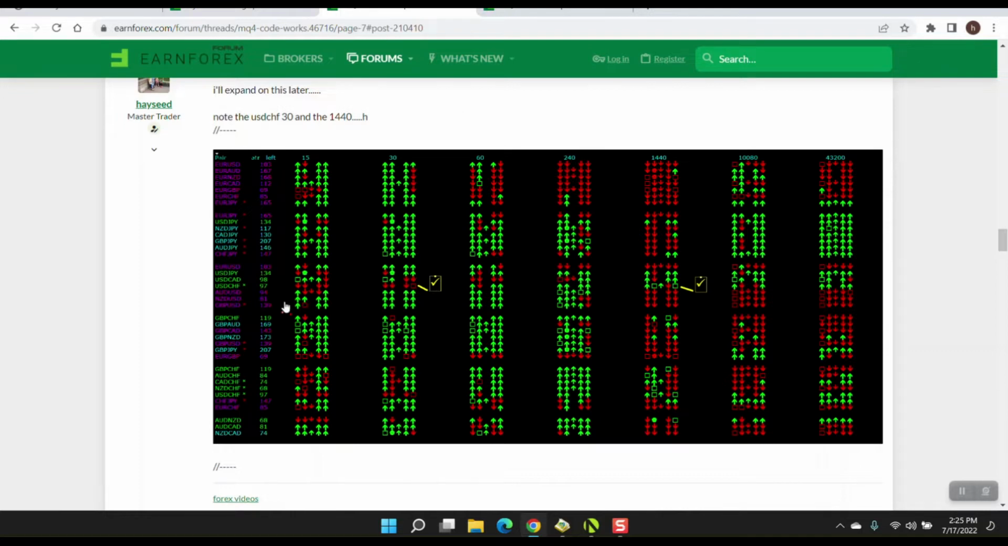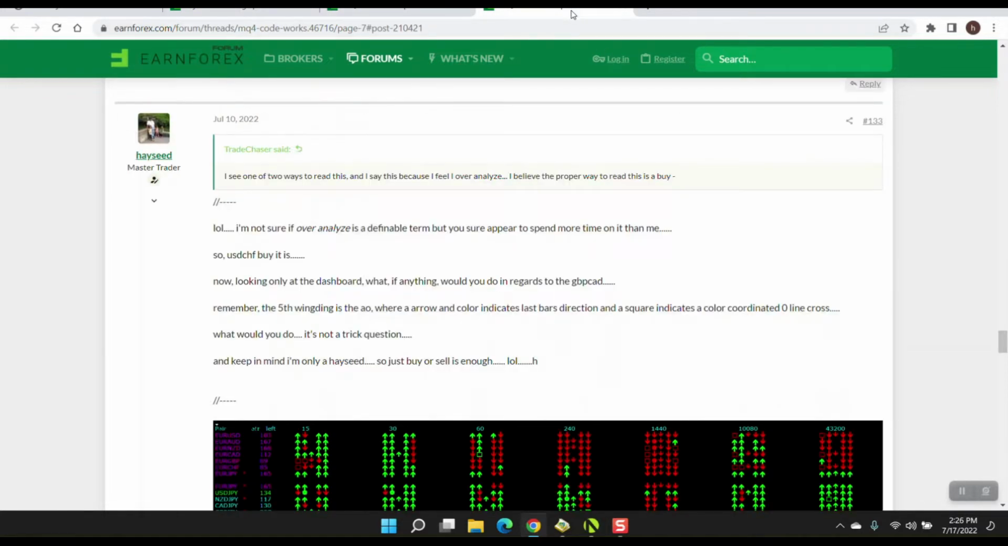Then I posted this chart, and I'm not going to go into this, it's too much. USD Swiss, the last wingding is the awesome oscillator. A red arrow down means that awesome oscillator is below zero. A red cross means the awesome oscillator crossed below the zero line. That's his signal. Lime means it's above zero. A lime rectangle means it crossed above zero. Where he just said he'd buy, because I asked him what would he do, buy or sell.